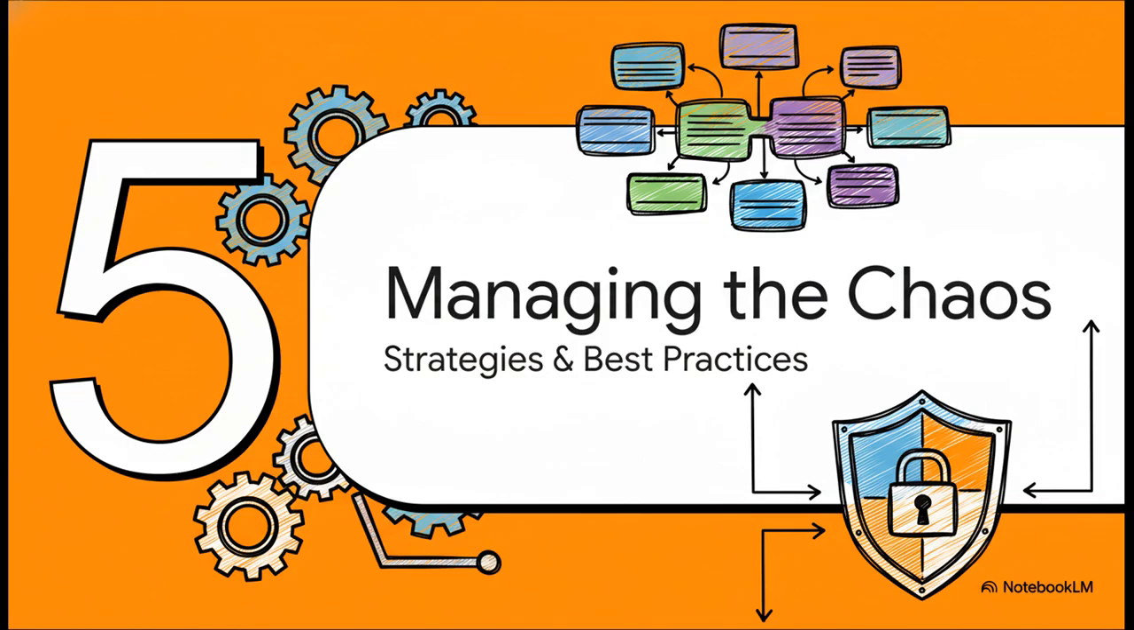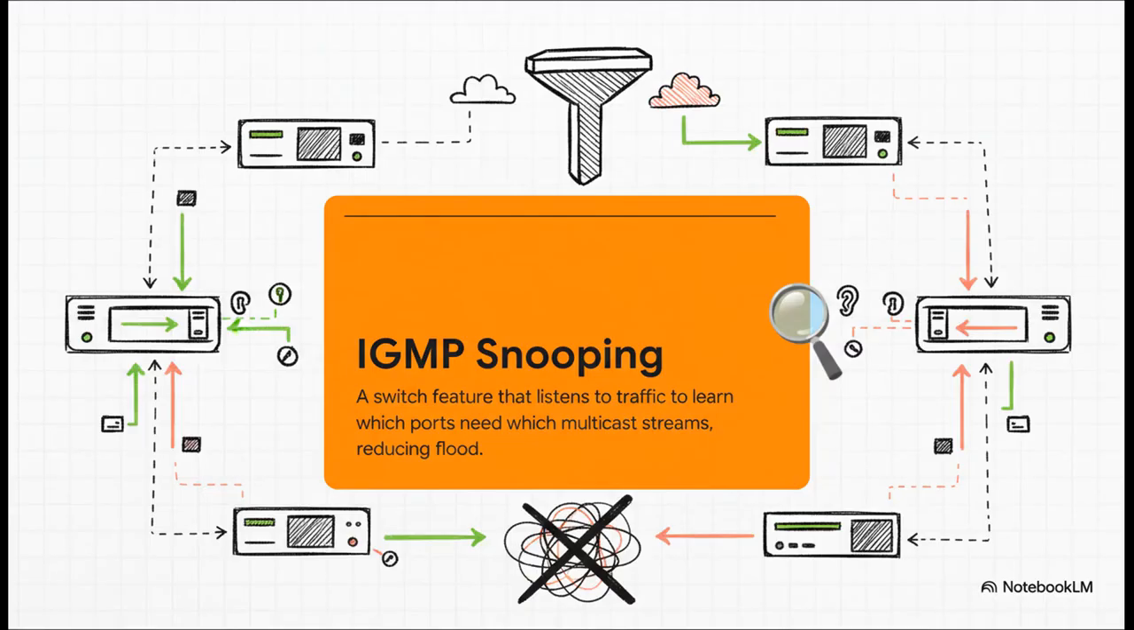So here's the deal. You can't fix MAC aliasing. It's baked into the standard. It's not going anywhere. But what you can do, and what you absolutely must do, is manage it. And your number one tool in the toolbox for this is something called IGMP snooping.